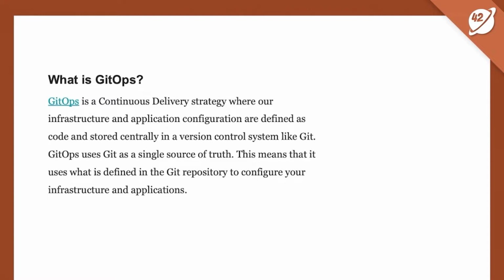So what is GitOps? Well, GitOps is a continuous delivery strategy where our infrastructure and application configuration are defined as code and stored in a version control system like Git. So basically it uses Git as a single source of truth. And what this means is that whatever is defined in the Git repository is exactly what is deployed in the cloud environment. So GitOps allows us to automate cloud infrastructure using infrastructure as code and software development best practices such as Git, code review, and CI/CD.